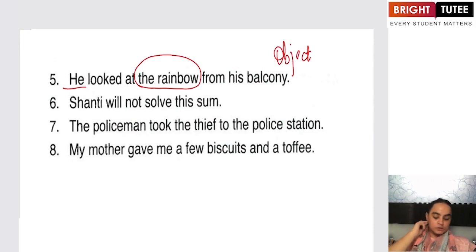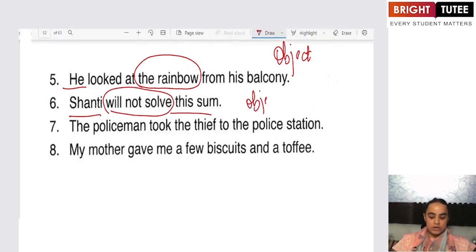Shanti will not solve this sum. Shanti is my subject, my verb is will not solve. And what will Shanti not solve? What is the object that Shanti is talking about? This sum.